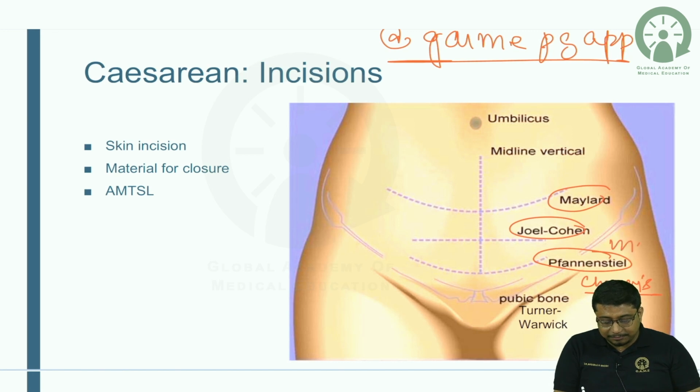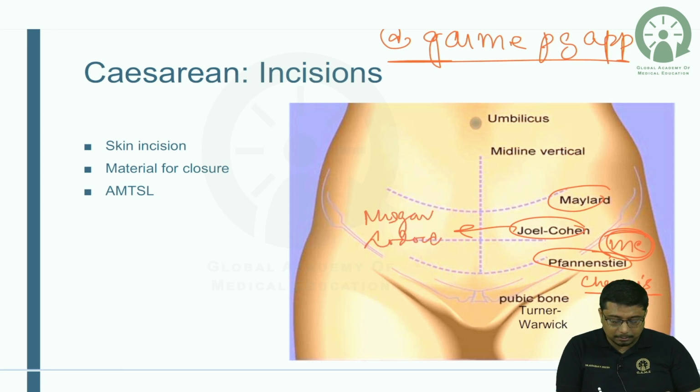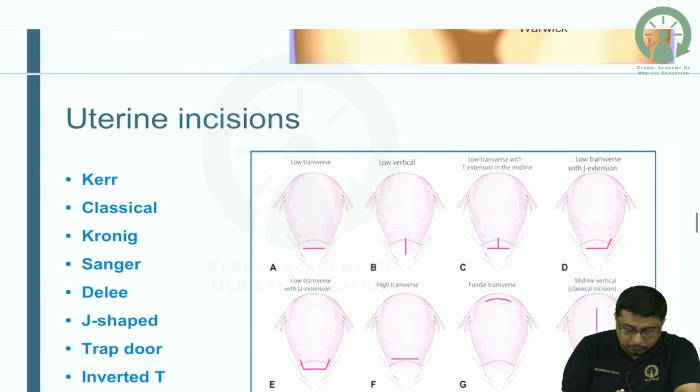So this is Pfannenstiel, the most common incision, whereas Joel-Cohen is given in a technique called Misgav-Ladach. It is the technique preferably used in emergency cesareans. Okay, so let us know the uterine incision.